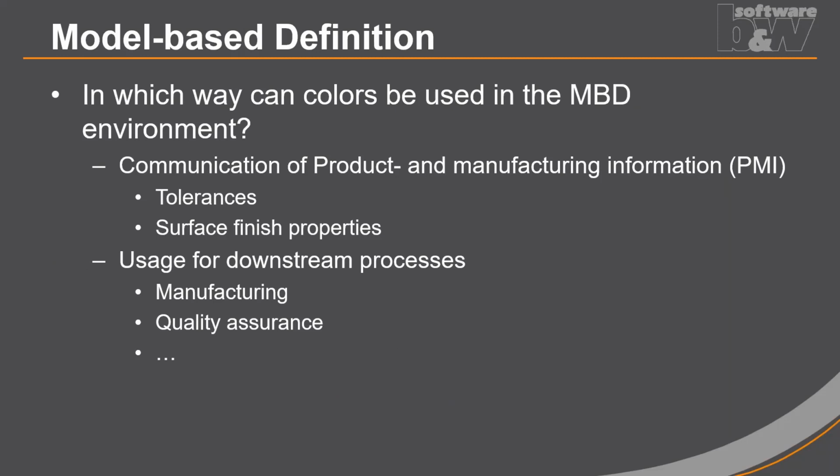So in a model-based world, how can colors help us improve our process? Colors may carry information like product and manufacturing information, PMI, such as tolerances or surface finish properties, and can be reused in downstream processes like manufacturing and quality assurance.